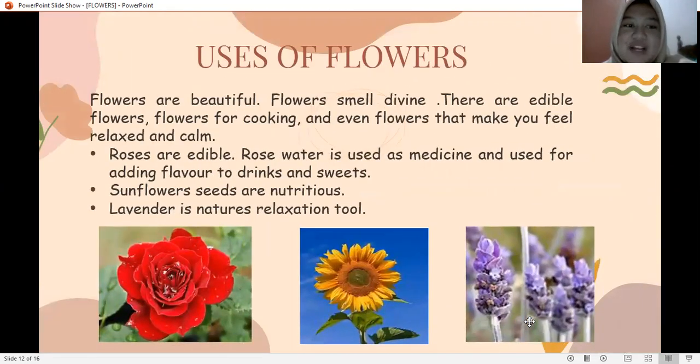These are uses of flowers. Flowers are beautiful, flowers smell divine, there are edible flowers, flowers for cooking, and even flowers that make you feel relaxed and calm. Roses are edible. Rose water is used as medicine and used for adding flavor to drinks and sweets. Sunflower seeds are nutritious. Lavender is a natural relaxation tool.